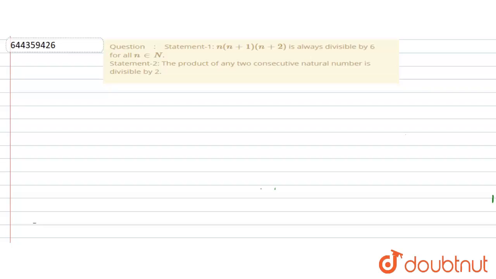Hello everybody. Here we have a question in which they have given us two statements. In the first statement they have given: n into n plus 1 into n plus 2 is always divisible by 6, for all natural numbers. Let me check whether the statement is true or false.